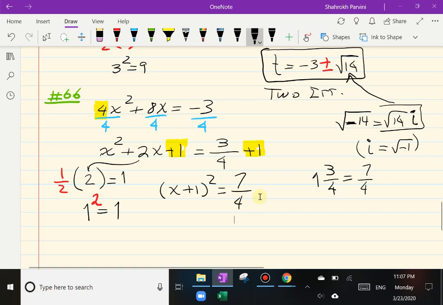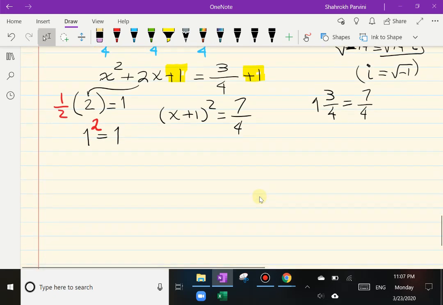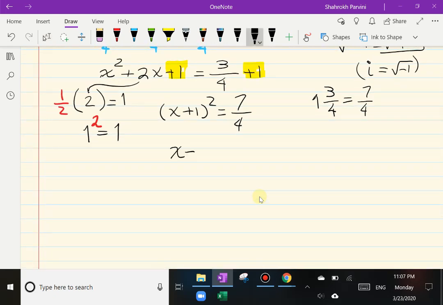Now we are in a position to apply the principle of square roots, and that's what I'm going to do next. I'm going to take the square root of both sides, and that makes x plus 1 equals plus or minus the square root of 7/4. That's taking the root of both sides. Our next step is to isolate x, which means we subtract 1, and then I'll have plus or minus.